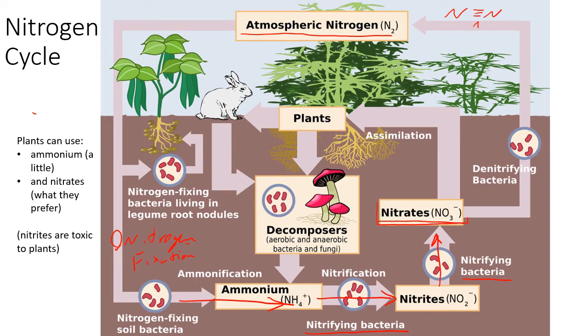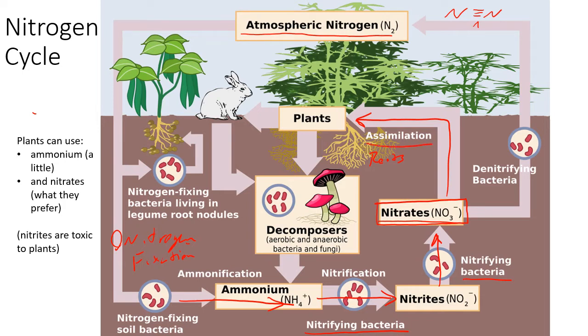Nitrates are what plants prefer. Nitrates are the preferable plant fertilizer, preferable plant food. And they will take that up through their roots, and assimilate that into their tissues.